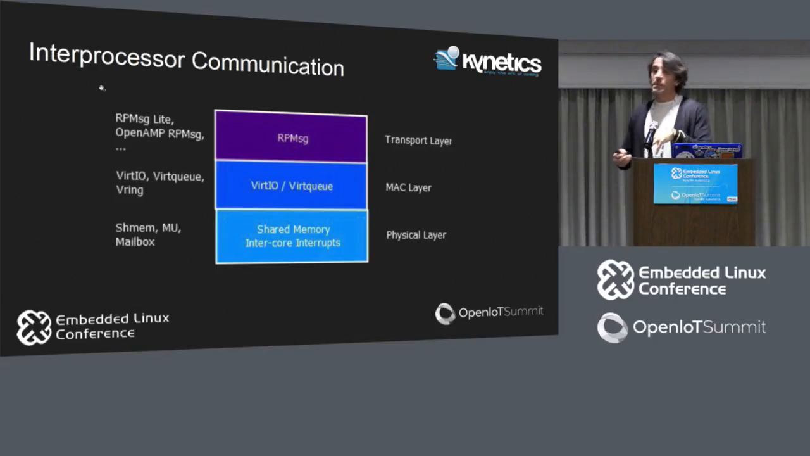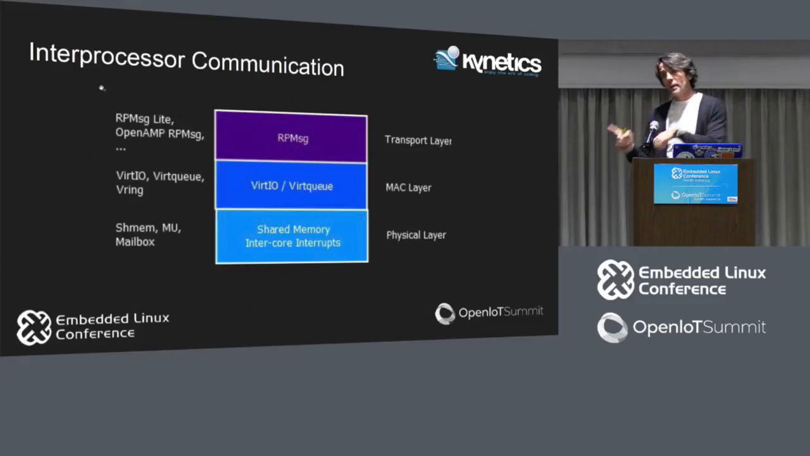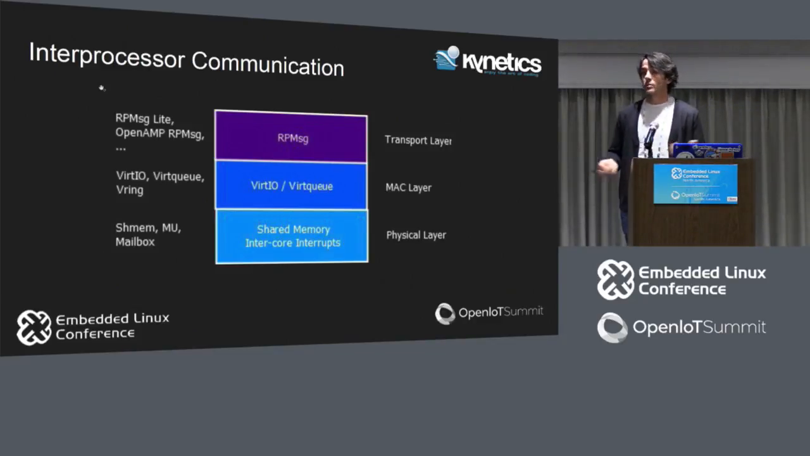RP message is built on top of virtio, actually is an API. So you have really API driven in C. And it is provided both for the RTOS and the Linux kernel, which already had virtio and RP message in mainline kernel. But OpenAMP adds the same features to bare metal and real-time operating systems that was not available before.